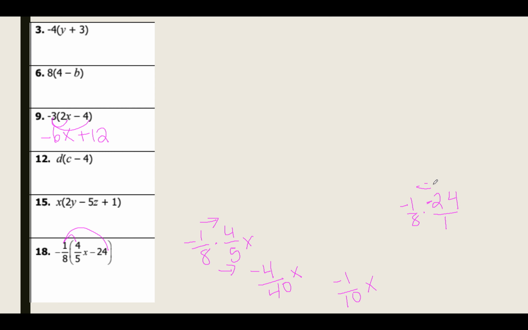So let's multiply straight across. Negative 1 times negative 24 is going to be positive 24. 8 times 1 is going to be 8. This does simplify. 24 divided by 8 is 3. So then our final answer, negative 1/10 x plus 3.